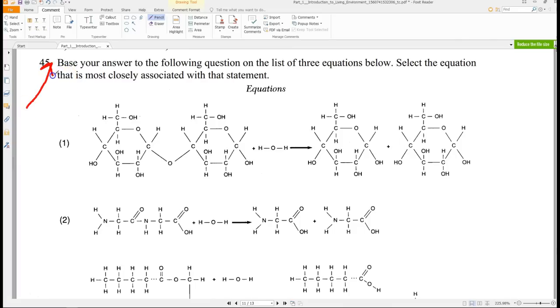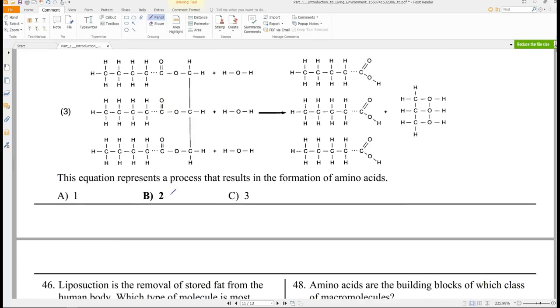Start from the top. Base your answer to the following question on the list of 3 equations below. Select the equation that is most likely associated with that statement. No problem. High-level question here. This equation represents a process that results in the formation of amino acids. What makes up amino acids? Proteins. Proteins are made up of amino acids. Proteins are one of the organic molecules found in living things.